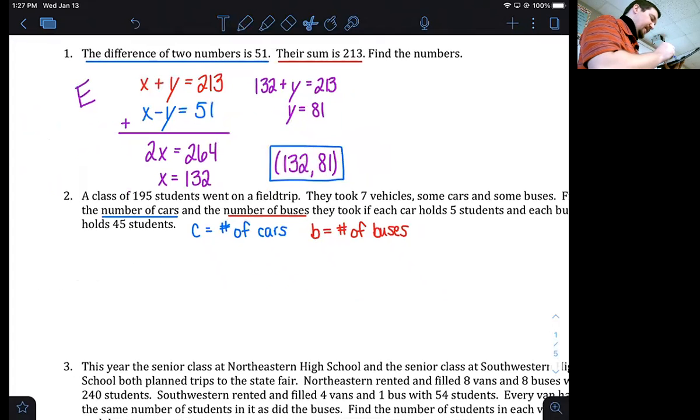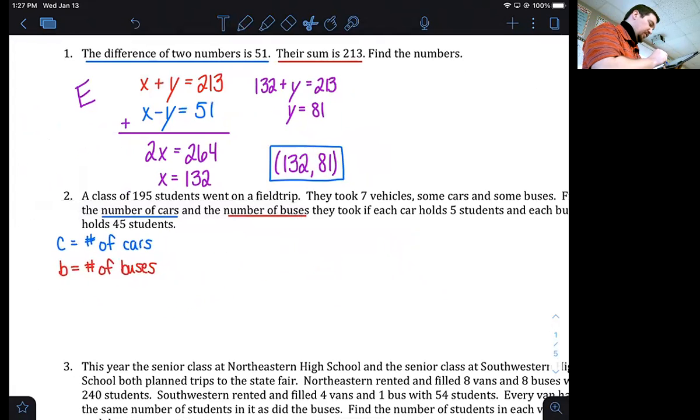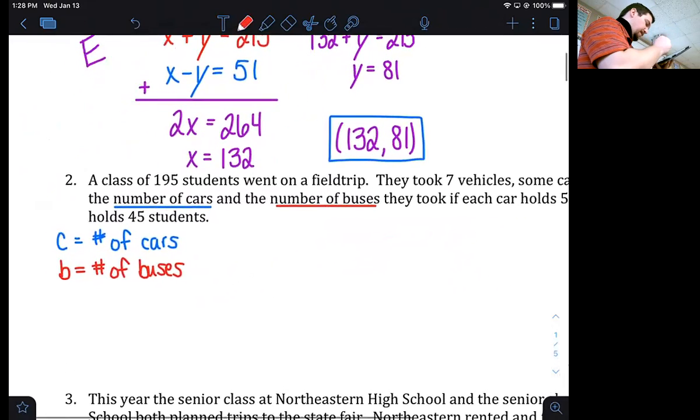All right. In fact, I might even write these over here, so I have more space to write the system of equations and solve it below. Okay. So I need 2 equations. Devin, what's one of them? 5C plus 45B equals 195.